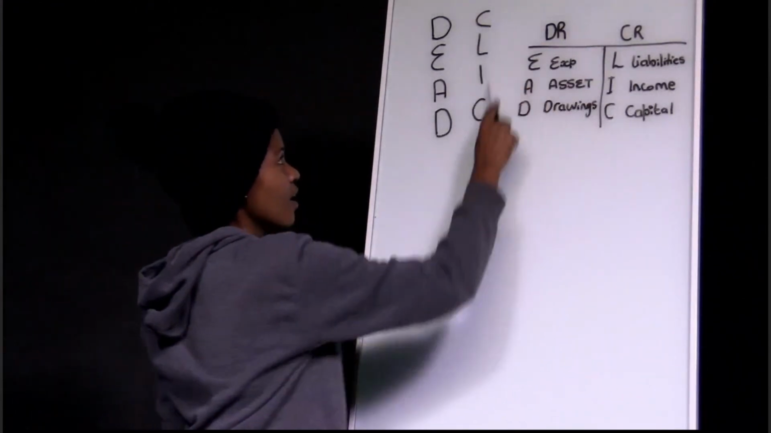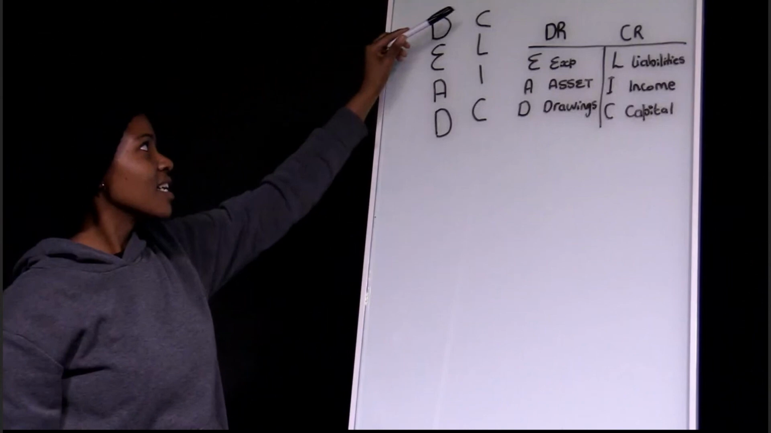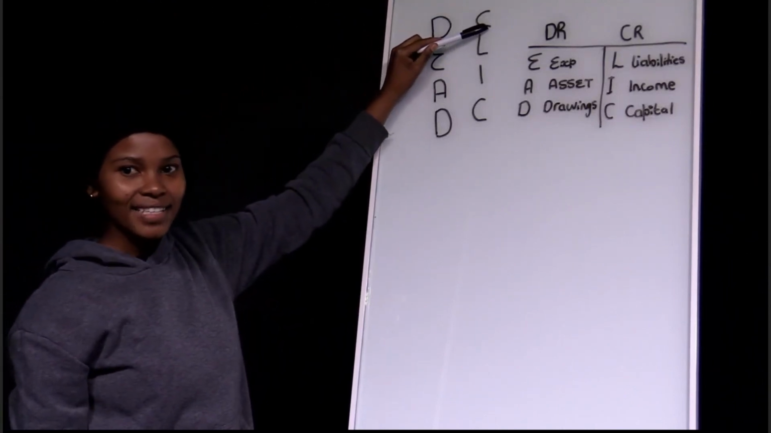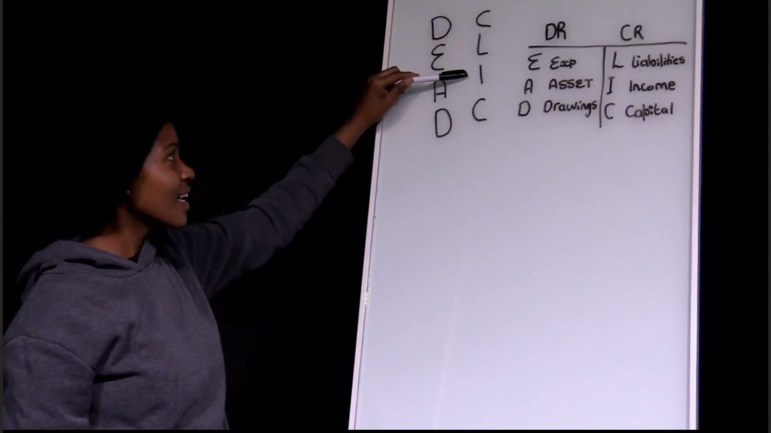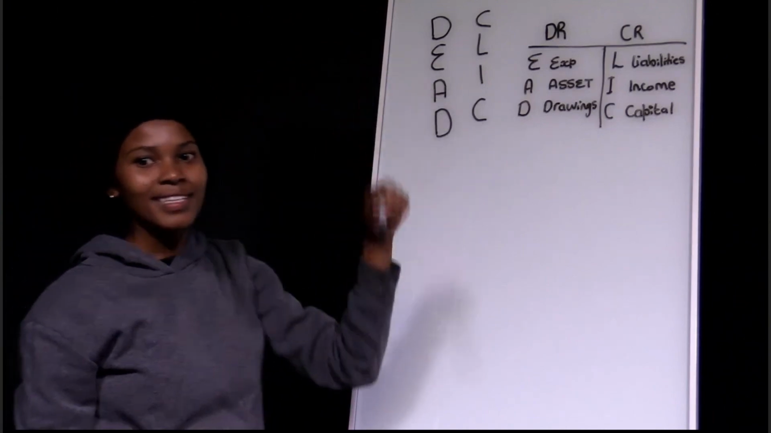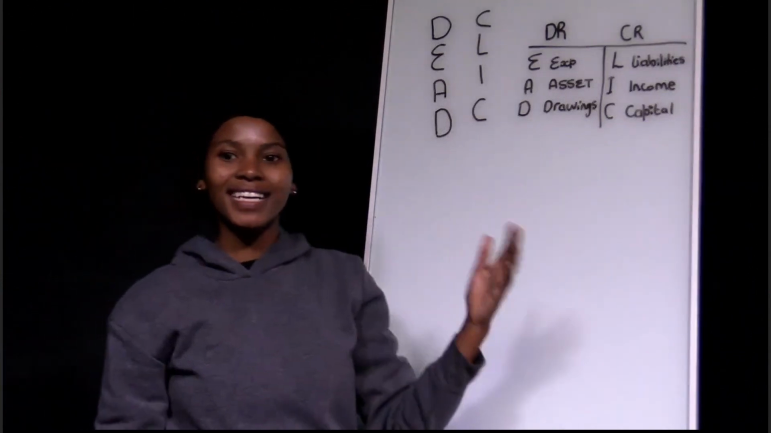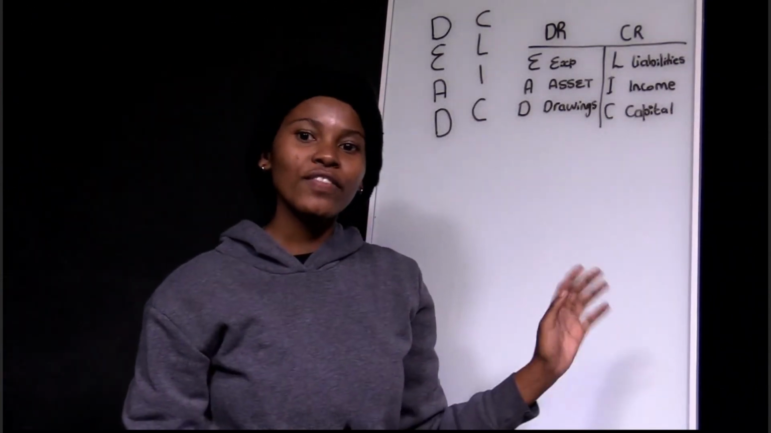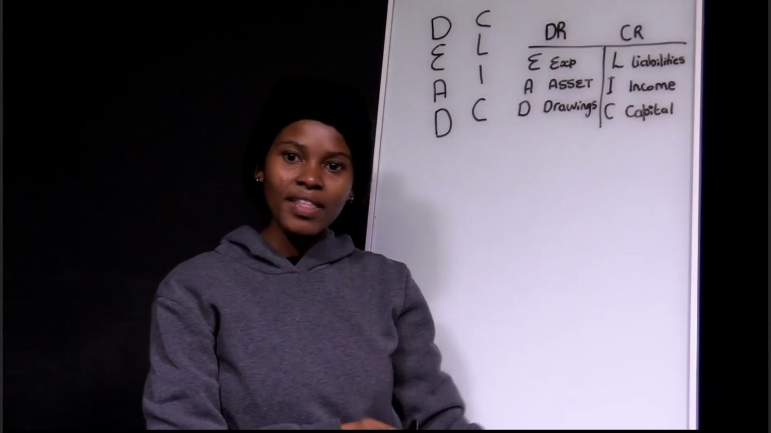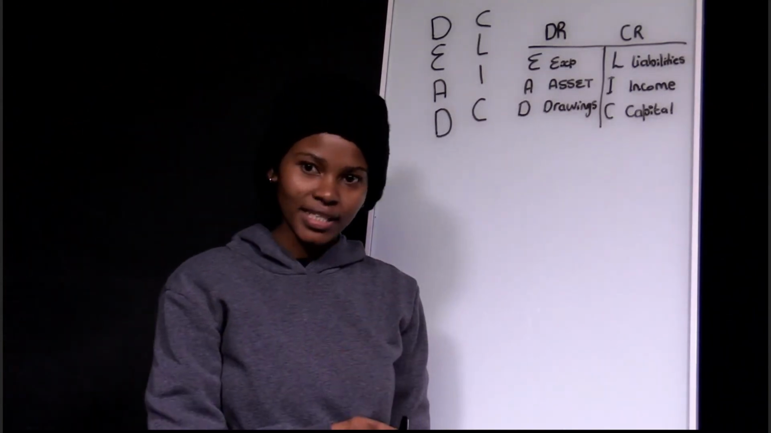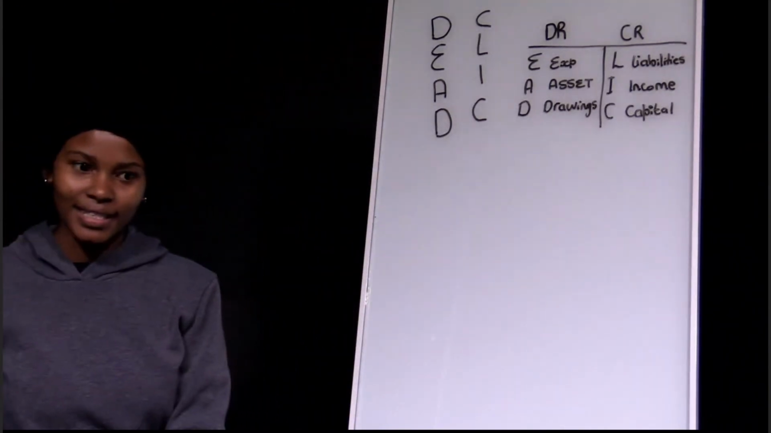And also here, CLIC. C is telling you that on the credit side, liabilities, income, and capital increase. So your liabilities, your income, and your capital increase on the credit side. Obviously, if they increase on the credit side, then they should decrease on which side? On the debit side, right?